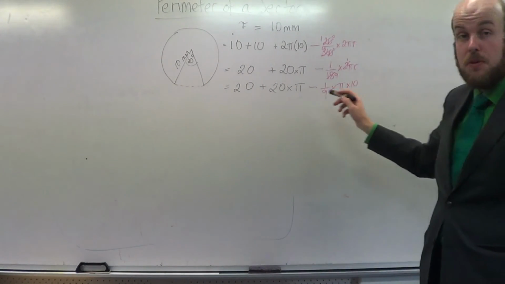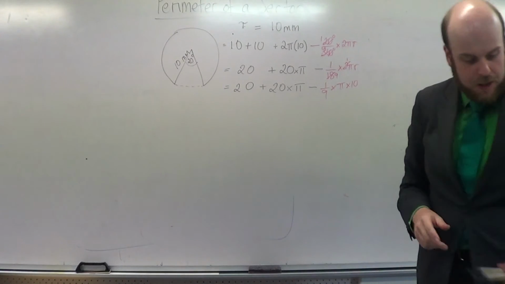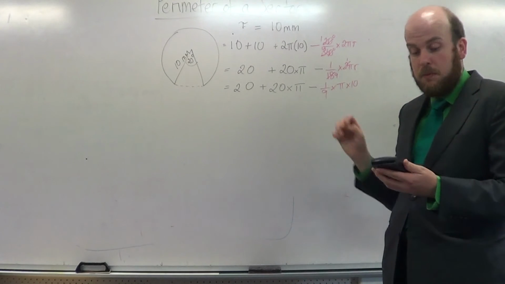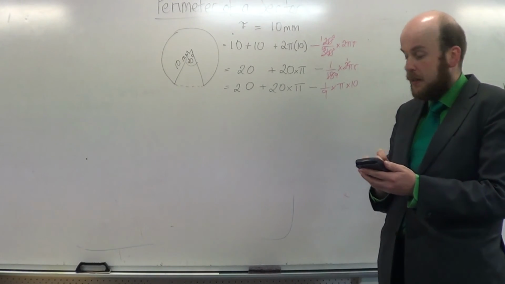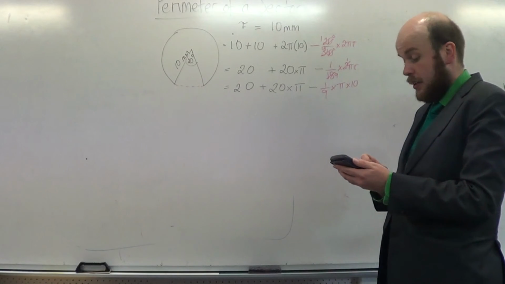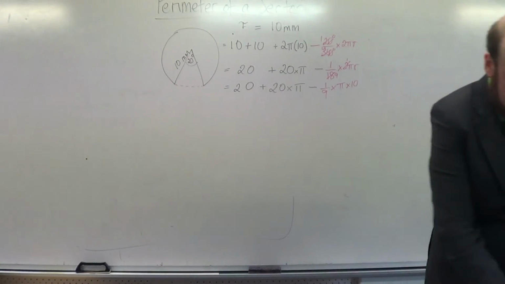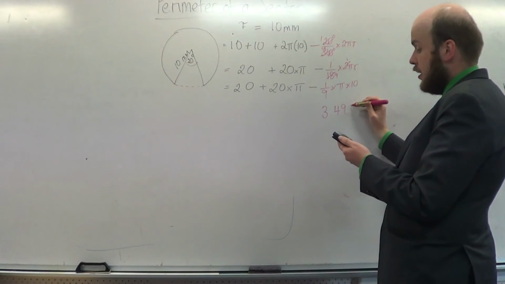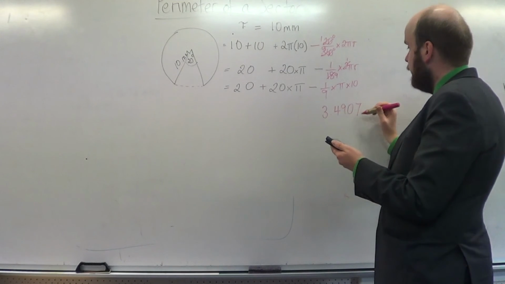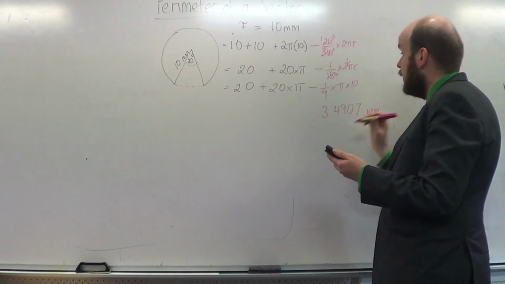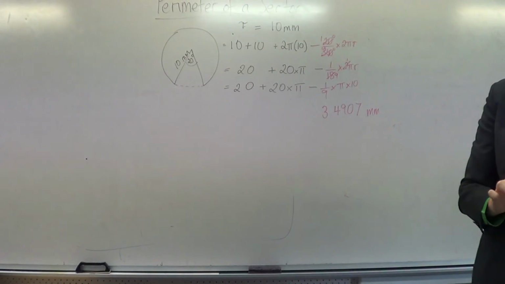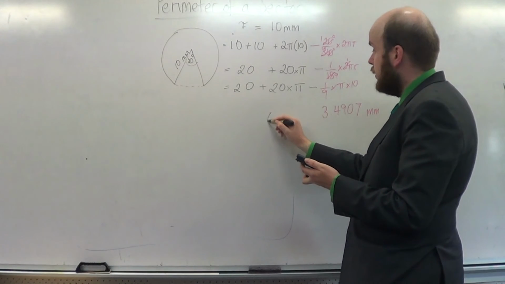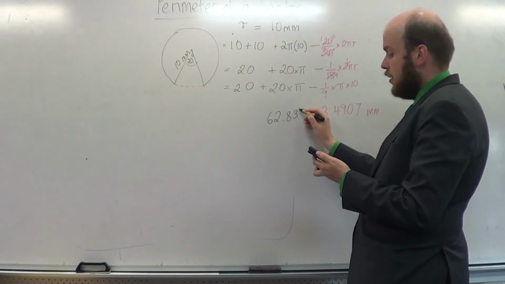And now what we need to do is all the multiplications first, and then we can do the subtractions. I would start with the more complicated one first in my calculator. So 1/9 times pi times 10, and that gets me 3.4907 millimeters. 20 pi is 62.8319.